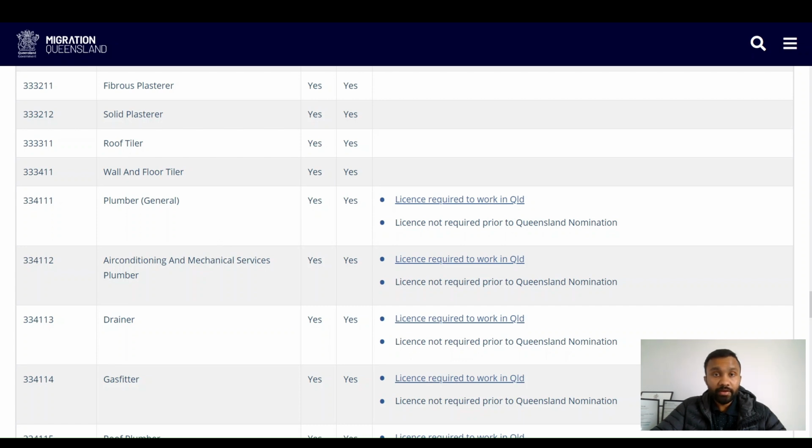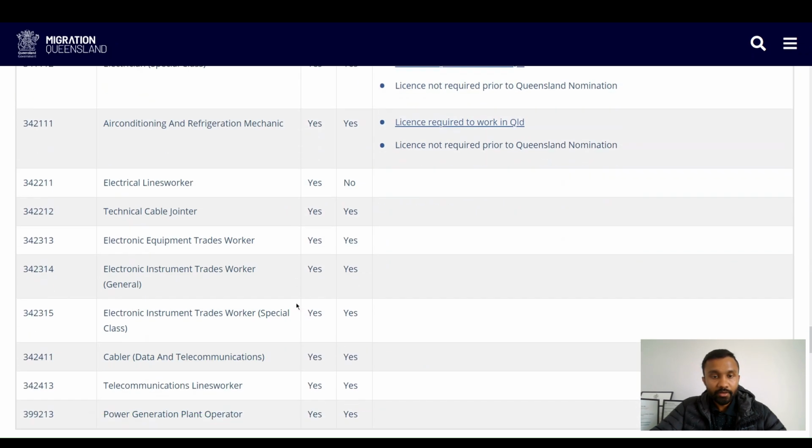And the other interesting thing when it comes to trade occupations, for example, plumbers. With the recent 189 invitations, we saw plumbers being invited with just 65 points, which is great, and which also shows that these trade occupations are a shortage Australia wide. So if you are someone from these occupations and you have the required number of points, you'll be in a good position to get invited. A license is required to work in Queensland for these trade occupations: plumber, drainer, gas fitter, etc.